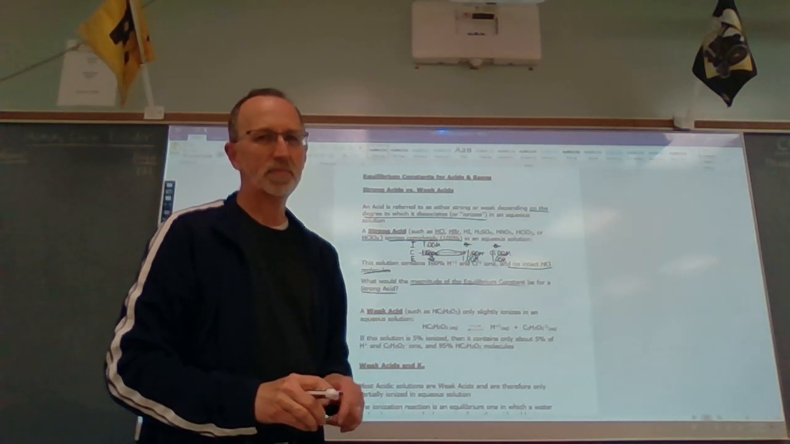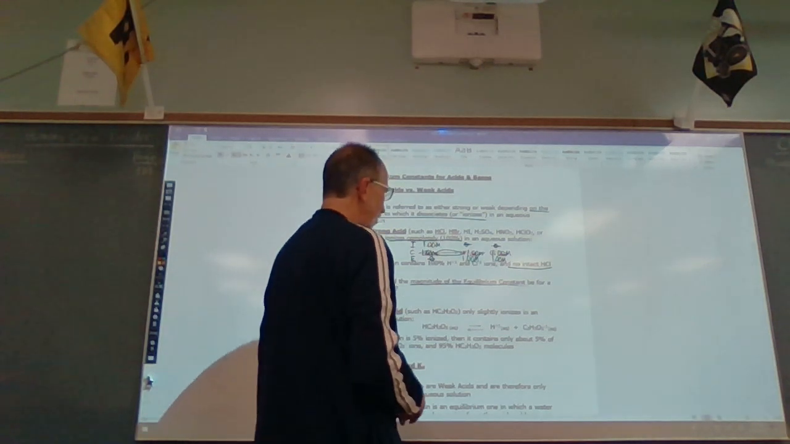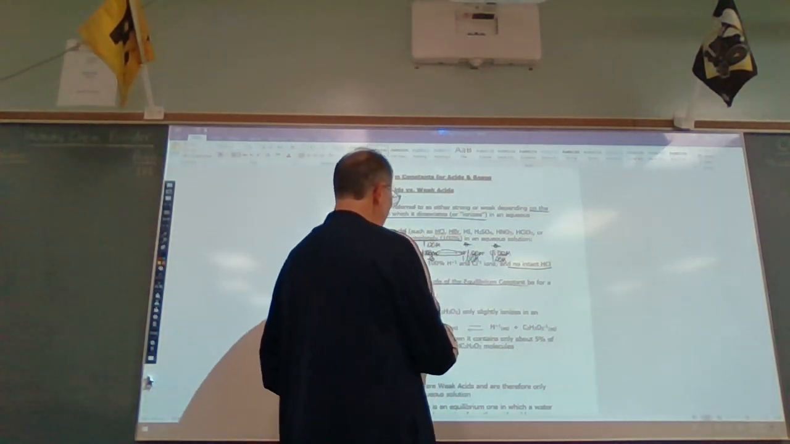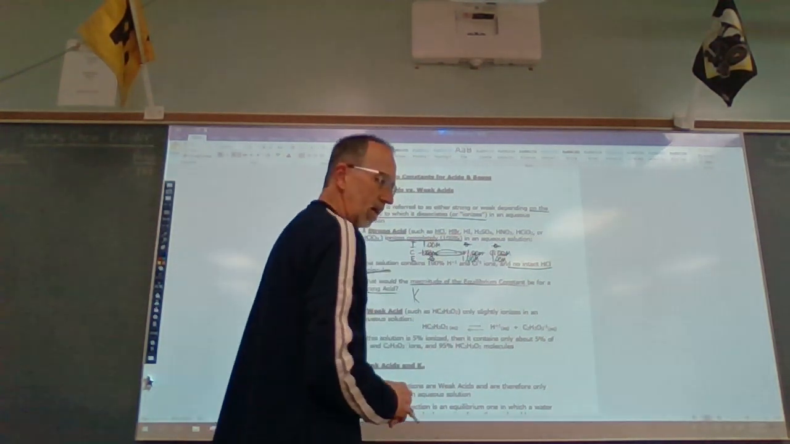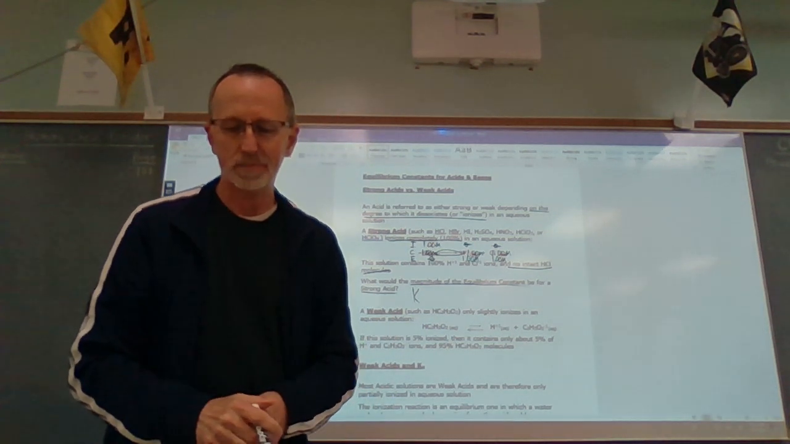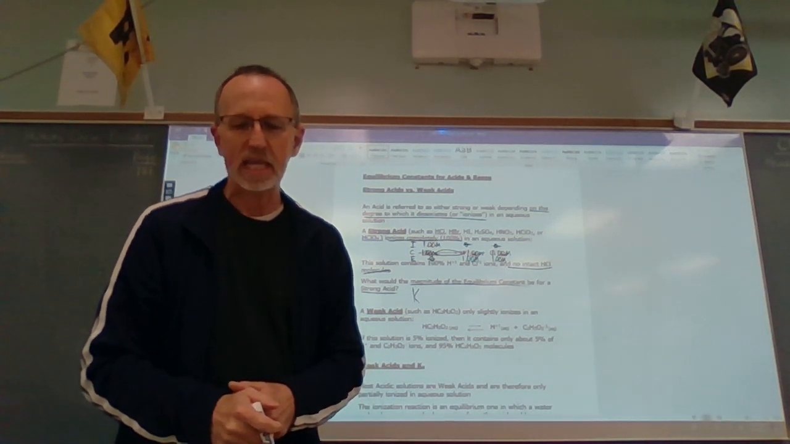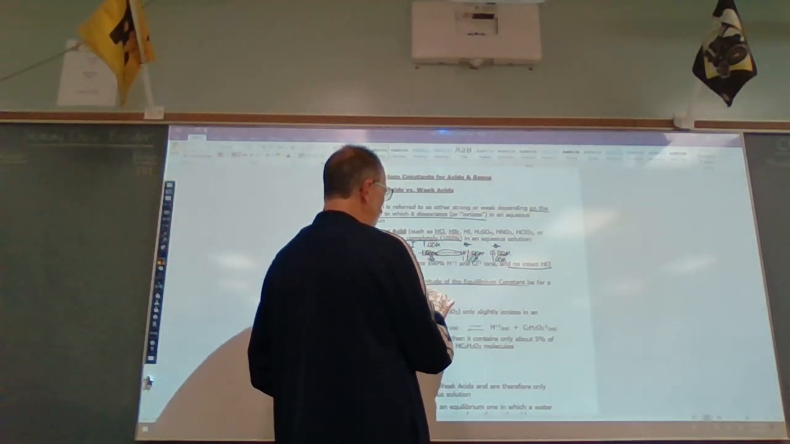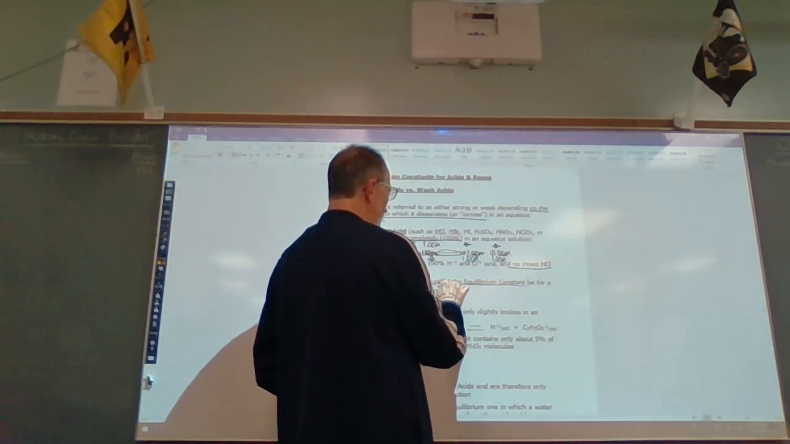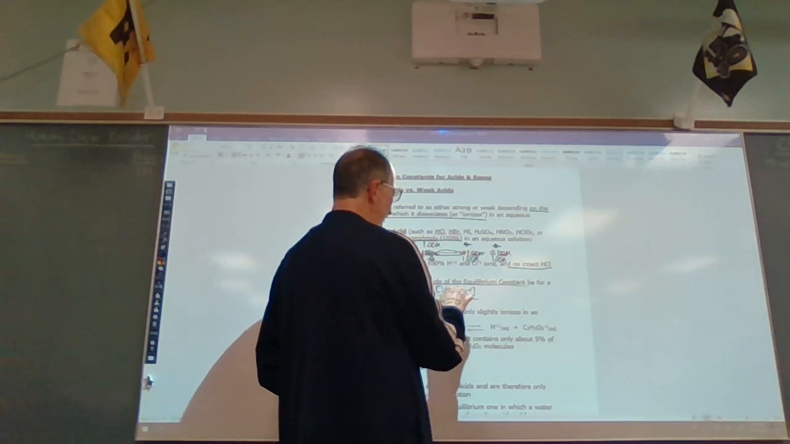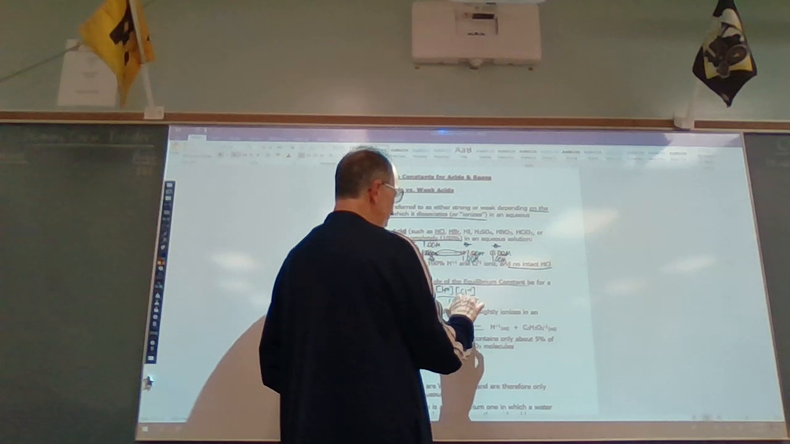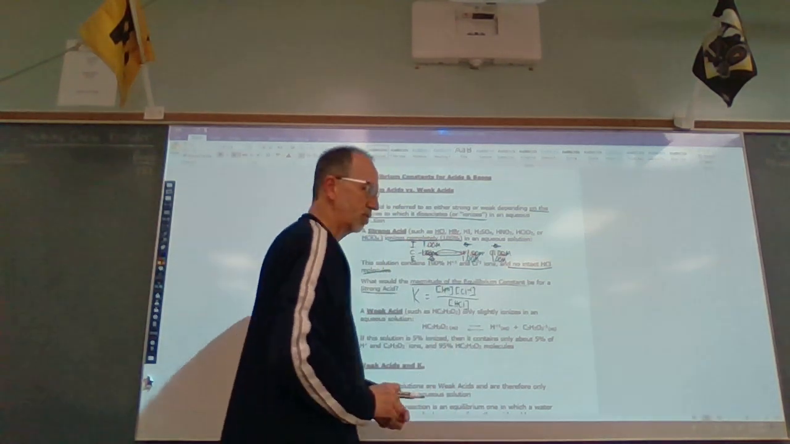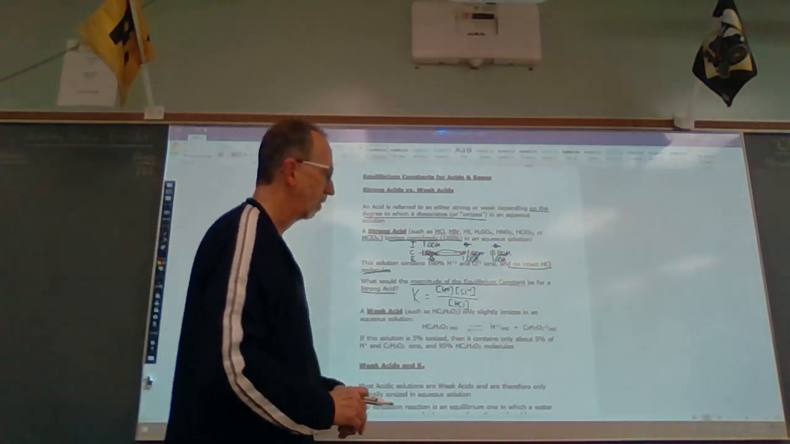So let's set up a K for that, shall we? So K, we haven't really named it yet, but it is actually called Ka. So K would be equal to the concentration of hydrogen ion times the concentration of chloride ion over the concentration of HCl. These are all solutions, so they would all be included there.